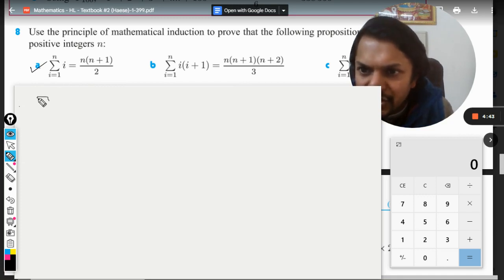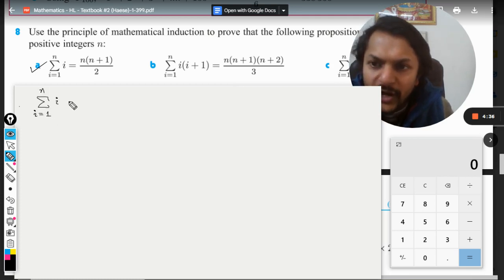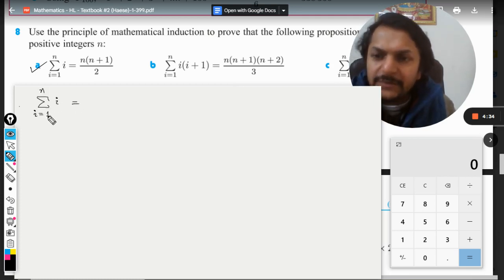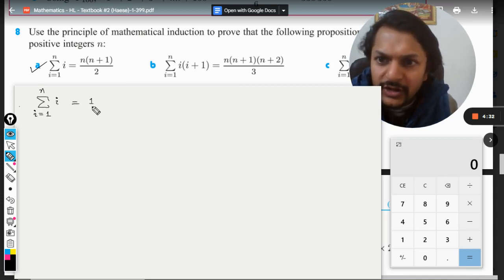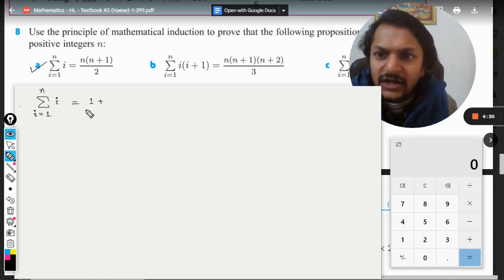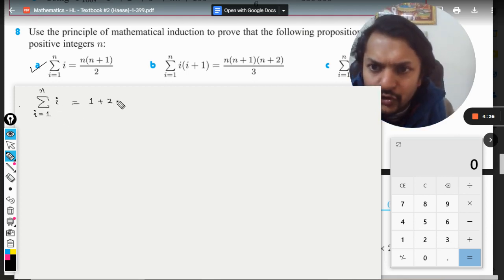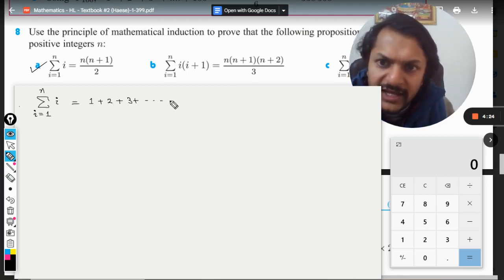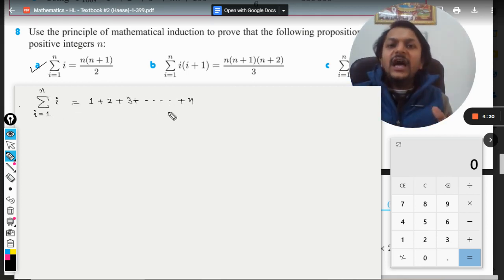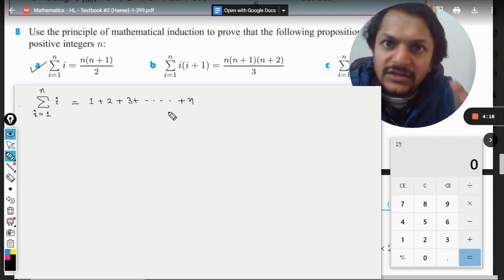Summation of i, where i, the counter, starts with 1 and goes to n. What does it mean? It means that we substitute 1 here first of all, and then we have addition, because this is the symbol of summation, and then we go for 2, then we go for 3, and likewise we go up to n. So this is how we can expand the summation term.